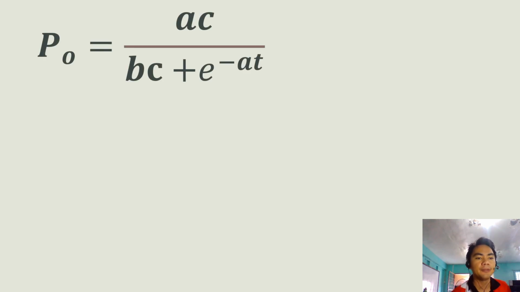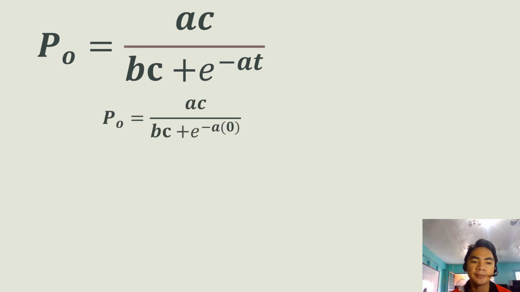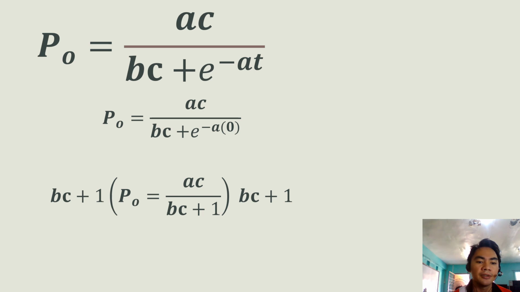So we have here the solution, p sub 0 is equal to ac all over bc plus e raised to negative at. Now let's substitute the value of our t. So we have p sub 0 is equal to ac all over bc plus e raised to negative a times 0. Any value multiplied by 0 is equal to 0. So we have e raised to 0, which is 1. So we have p sub 0 is equal to ac all over bc plus 1. So multiply both sides by bc plus 1. So we have p sub 0 times bc plus 1 is equal to ac.